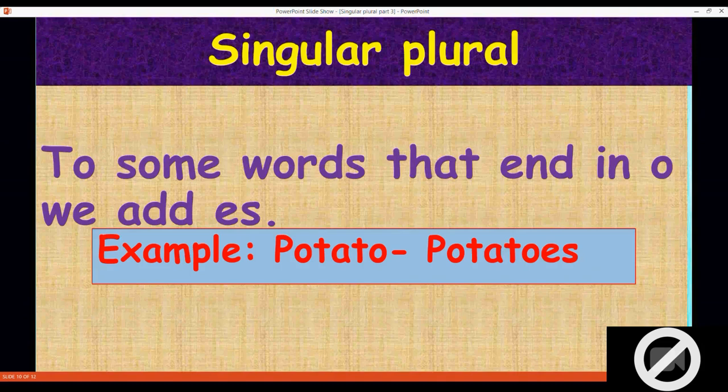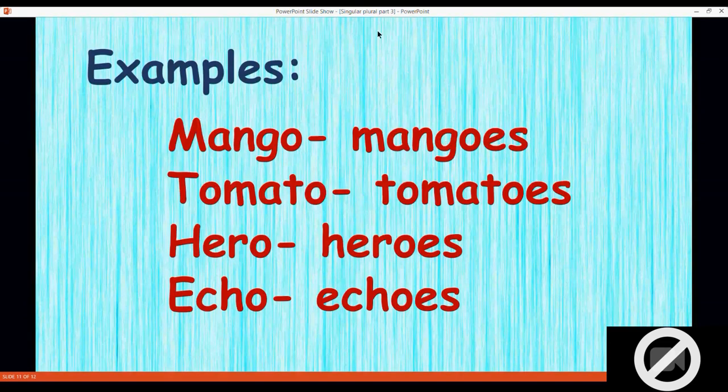Okay. So here are some examples for that rule. Let me ask Akshaya. Akshaya, can you read the first word? Mango. Mangoes. Okay. What is the last letter of the word mango? O. And what did we add to make the singular noun mango into a plural? Yes. Okay. Thank you, dear.